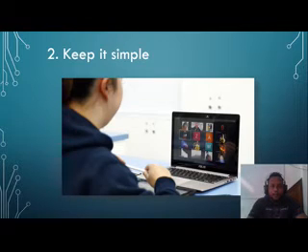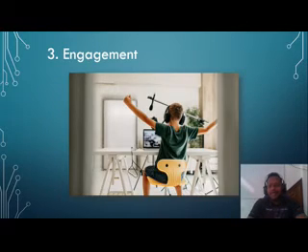And the third point is engagement. In online classrooms, if you are the only one talking, the students will be very bored and that will lead the class to a dead end. That means they can't understand what you say and they will feel sleepy in the class. So engagement is very important, even in real classrooms and online classrooms also.